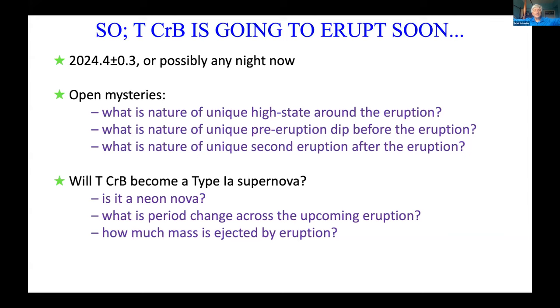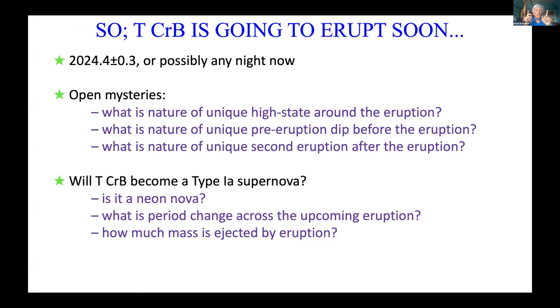Okay. So the only way to get a neon nova is if you have an oxygen neon white dwarf. You see, but an oxygen neon white dwarf cannot come out and make a type 1a supernova. It cannot. We know that. The physics of it easily tells us that. So if T CrB is a neon nova, then it is not a type 1a supernova. Okay, that would solve it right there.